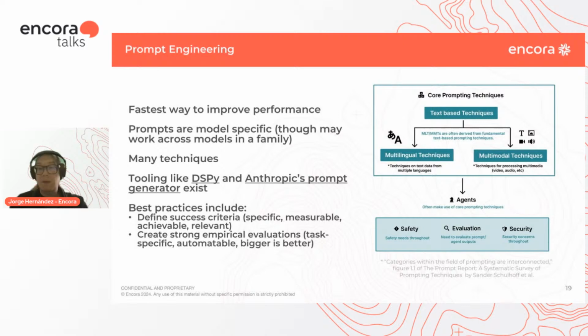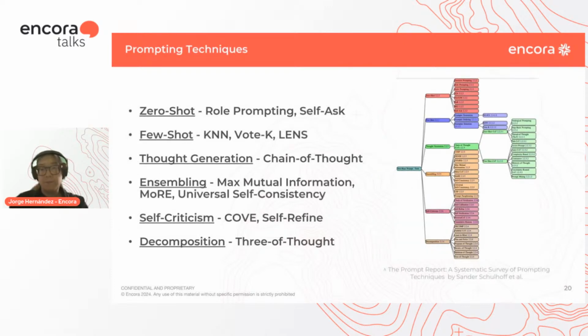Here, you want them to be, as I mentioned, task specific. You want to make them automatable because larger is better. And just talking a little bit about prompting techniques. They can be divided into basically seven different kinds or families of techniques. Where you got zero shot ones where you do role prompting, which is like telling the model, hey, you are a senior software engineer, help me debug this code.